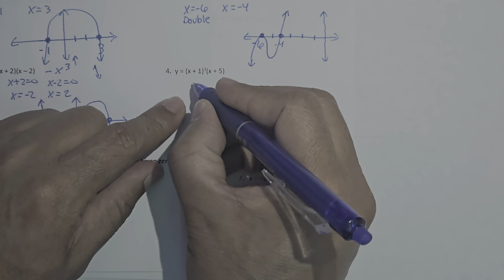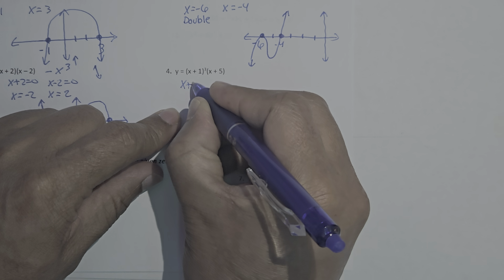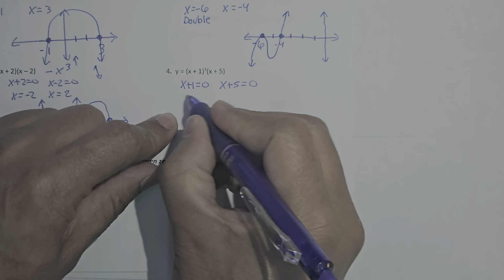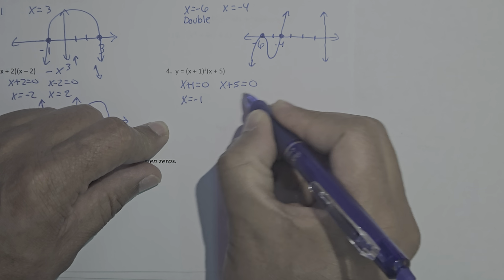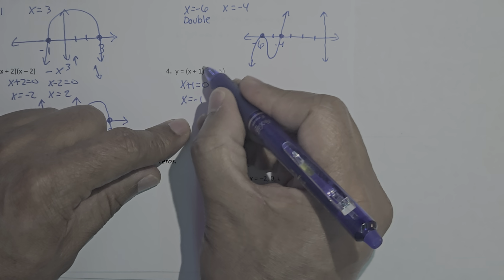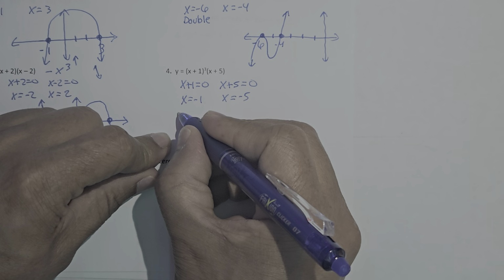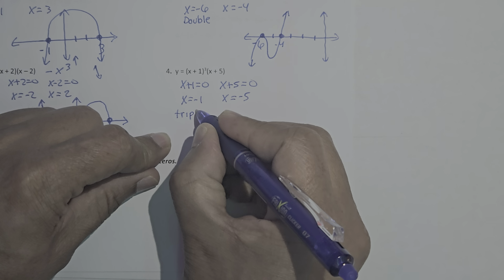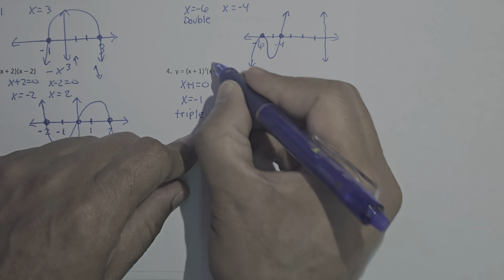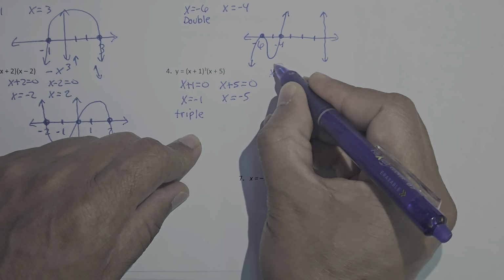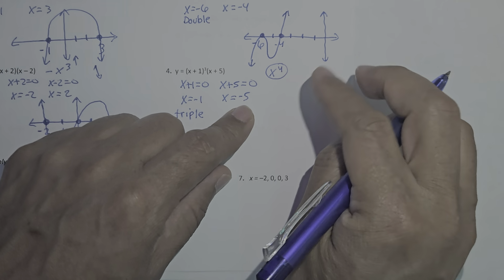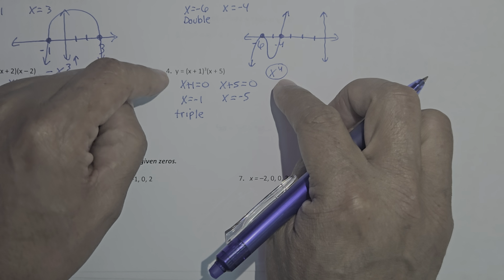Okay, example number 4. For this one, if I set x plus 1 equals 0 and x plus 5 equals 0, I subtract 1, so x equals negative 1, and I subtract 5 here, so x equals negative 5. Now notice this is multiplicity of 3, so that means this is a triple solution. So it's going to slide through that point. If I multiply x to the third times x to the first, I end up with x to the fourth. So the degree is even, so that means the ends point in the same direction. So then this will behave like a parabola in the ends.